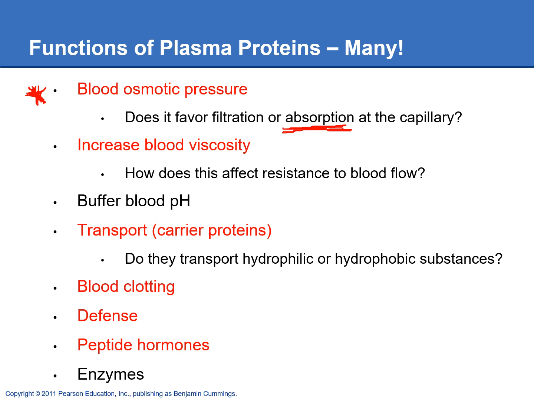So some of our plasma proteins will also help buffer the blood pH. And remember that buffers are like sponges, so they help keep the blood pH in the normal range, and if there's too many hydrogen ions, they can soak them up and remove them, or if there's not enough hydrogen ions, you can squeeze the buffer sponge and release hydrogen ions. Some of our plasma proteins also act as carrier proteins in the blood. And are they going to be transporting things that are hydrophilic or hydrophobic in the blood?